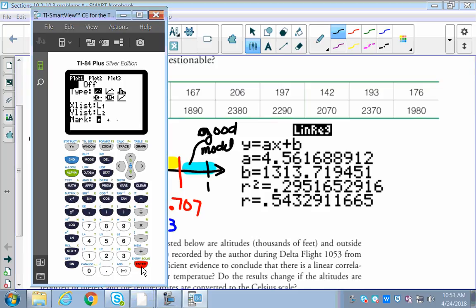Here's where I can change the type of graph. The type of graph I do want is this first one. It's the scatter plot, and that's exactly what I want. And it's coming from my data located in L1 and my data located in L2. Everybody okay? Second, Y. I'm going to turn that on. Then go ahead and hit your graph now. And now you'll see the model, the line, but you'll also see my individual data plots, those points right there.